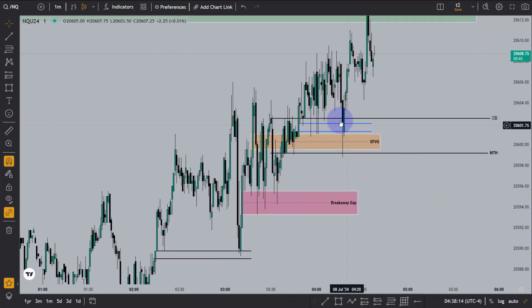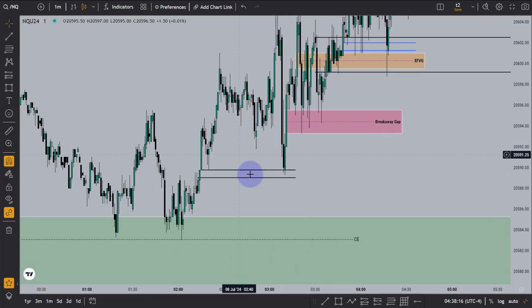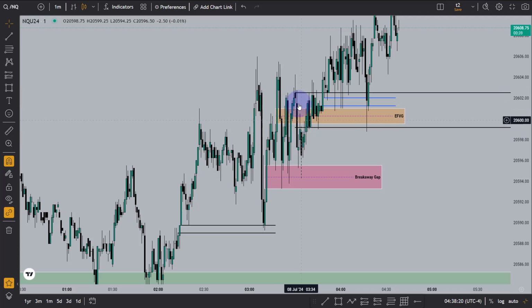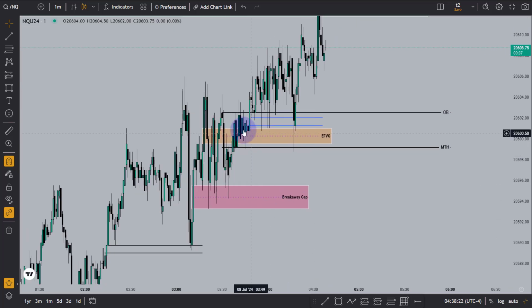Why did I take my entry from that fair value gap? This was your bullish fair value gap from the 15-minute chart. Remember, this is your propulsion block, or the order block. Here is the high of that order block from the 15-minute chart, and this is the mid threshold of that order block.